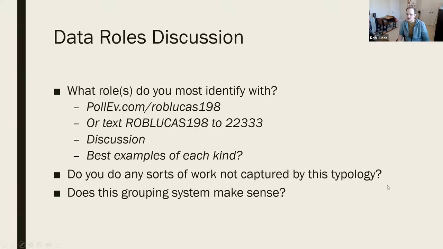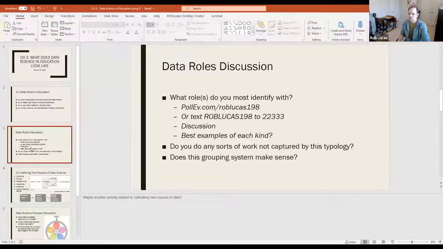To kick things off, I thought we could go to this poll that I set up in Poll Everywhere. You can go to that URL, and it's going to ask you which of the roles you find yourself occupying most often. And let me see, maybe it'd help if I put that in the chat also.